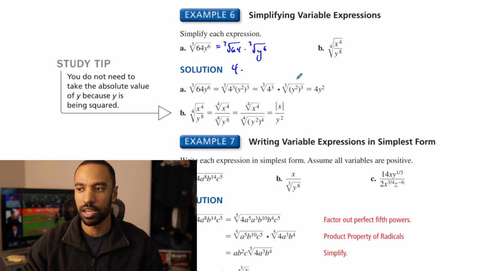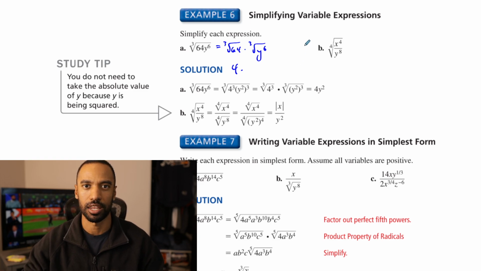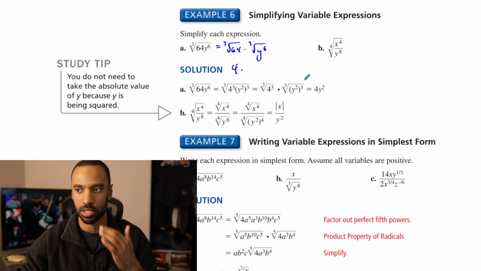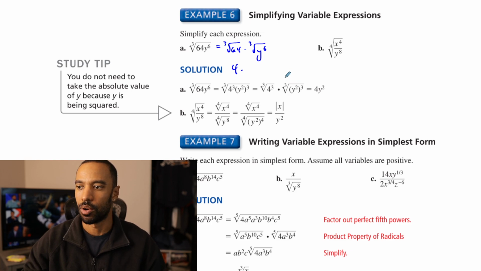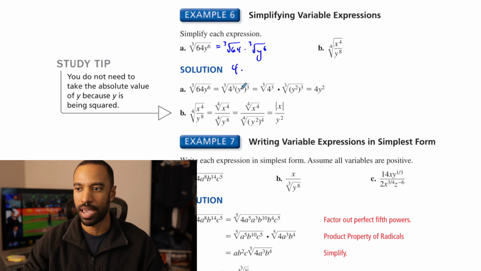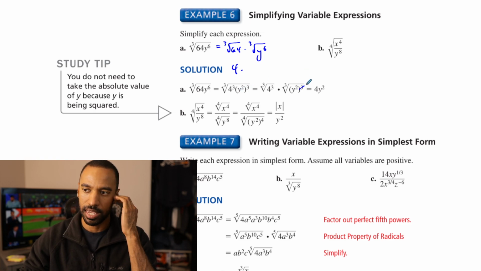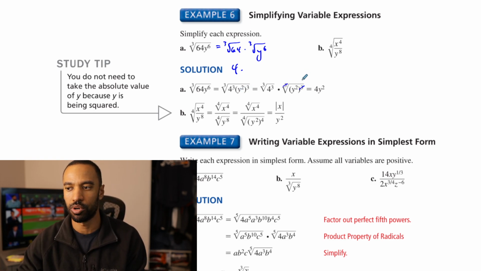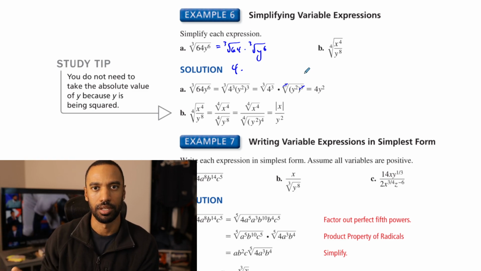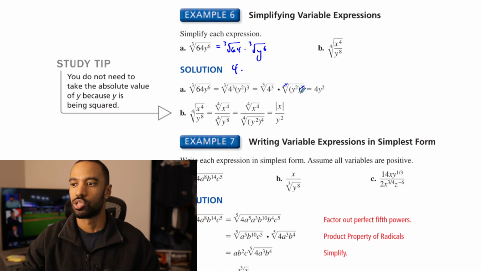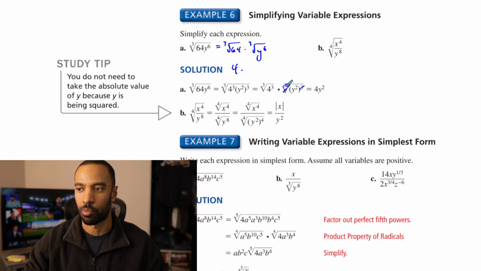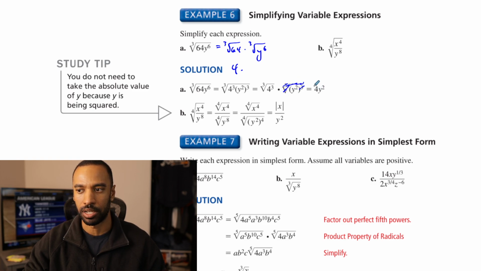Now, what they're doing here is pretty interesting. And again, your teacher might teach it this way if they work it out of the book. I'm less inclined to do so because it looks very busy. But they turn y to the 6th into y squared cubed, so they can cancel out these cubes right here. Cube root of something cubed is just that something, right? It's just that y squared. So the radical portion is gone as well, and then you're left with 4y squared.